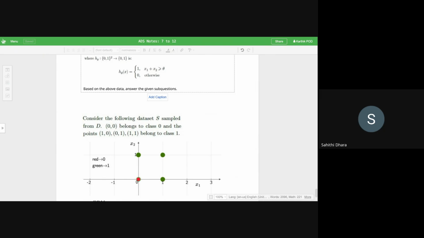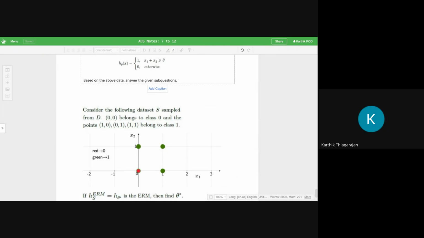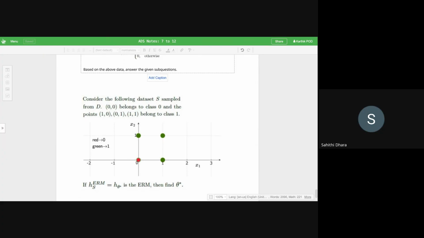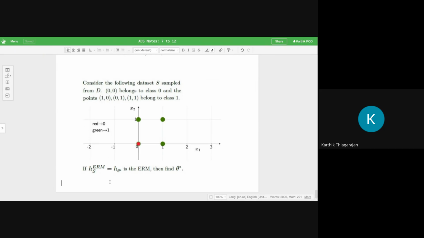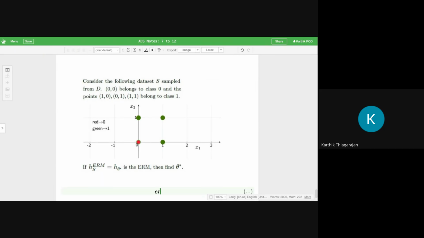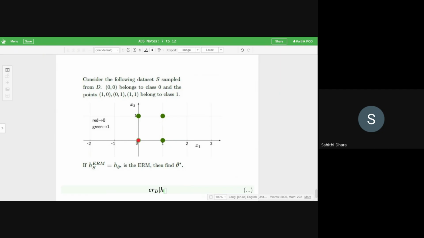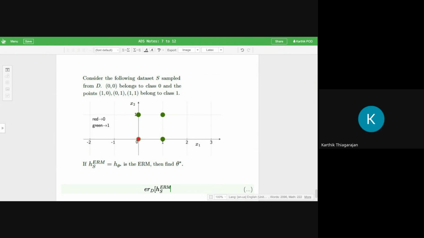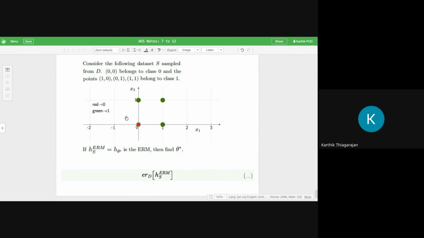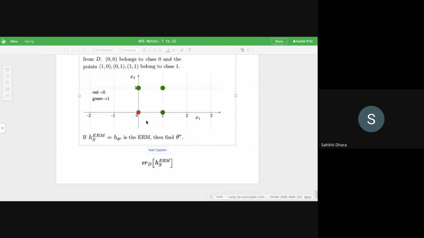The test error, as part of the generalization error, because the train error is 0. Okay, so you're talking about R_D of h_SERM. Is that correct? Yes. Okay. So h_SERM is, by the way, x1 plus x2 greater than or equal to 1. Is that correct? Yes. Okay.